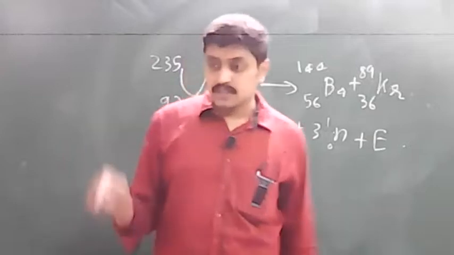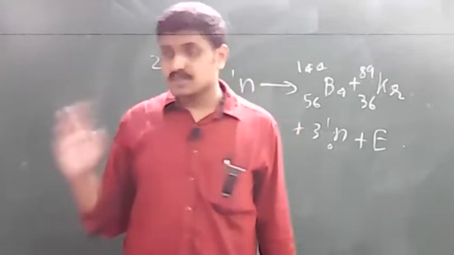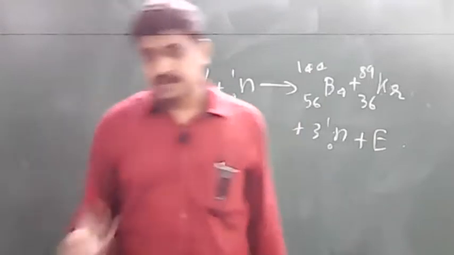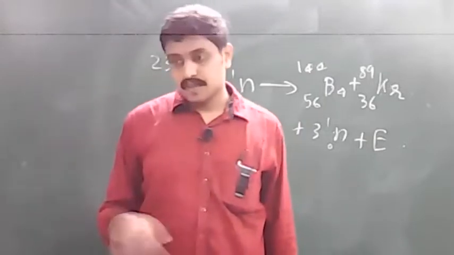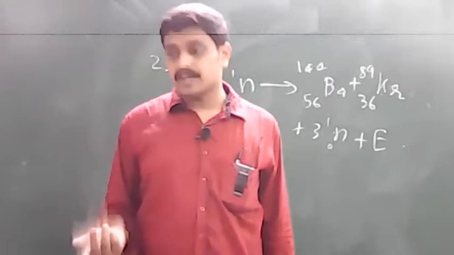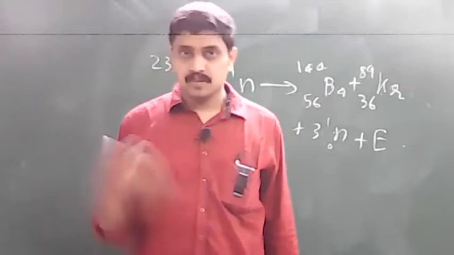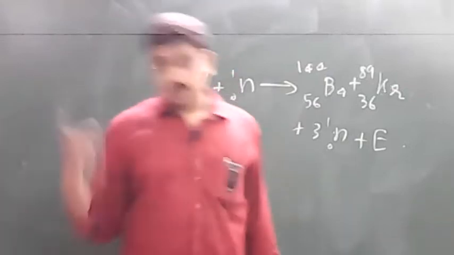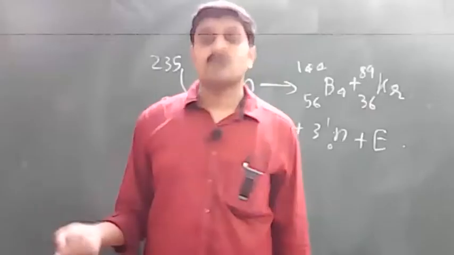Regarding fusion, 6 reactions are given. See the first one, deuterium and deuterium, a helium isotope is formed. Again, helium and deuterium, and another helium with mass number 4 is formed. Then protium and protium, deuterium is formed. And deuterium, tritium is formed.